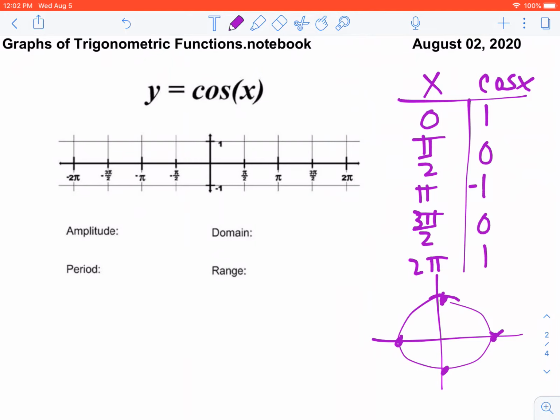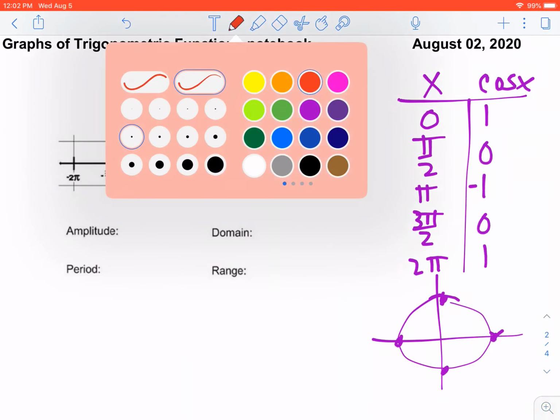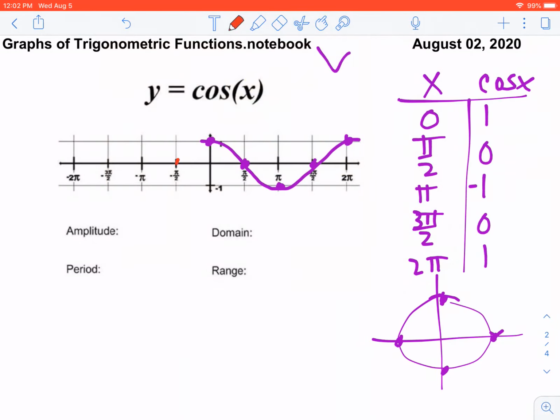So let's go plot. So I'm at 0, 1. Pi over 2, 0, pi, -1, back to 0, back to 1. This is not a V. If you draw a V, that's an absolute value. It is a curve. And again, if you want to extend the pattern to make a second period, you would just follow the pattern.